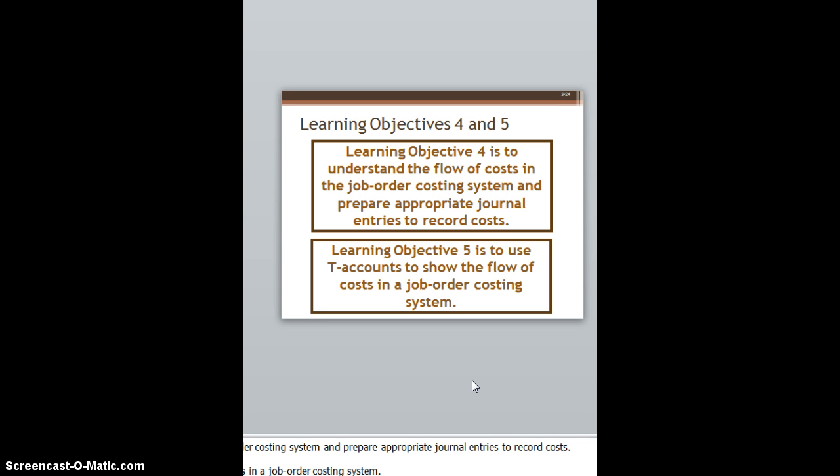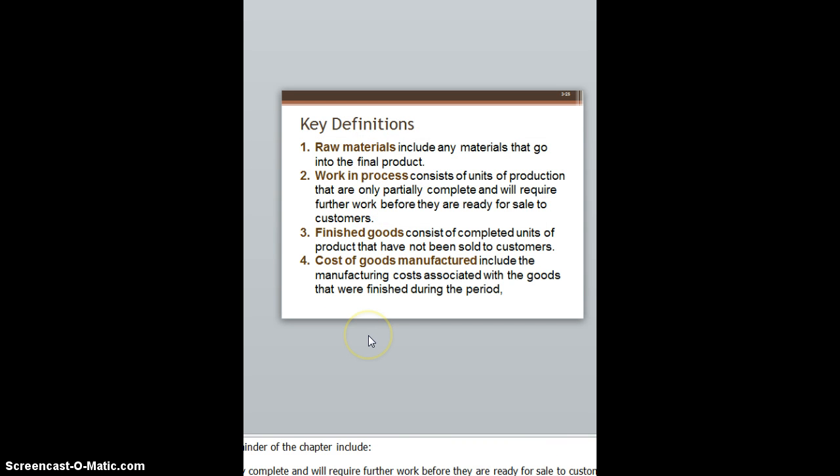I'm not going to have you prepare journal entries, but I just want you to understand that in a manufacturing environment, the costs, the way the item is manufactured, the accounting pretty much follows that. So, for instance, there's some definitions of some things we need to understand. Number one, raw materials are the materials that go into the final product. It's the plastic, the metal, all of those items.